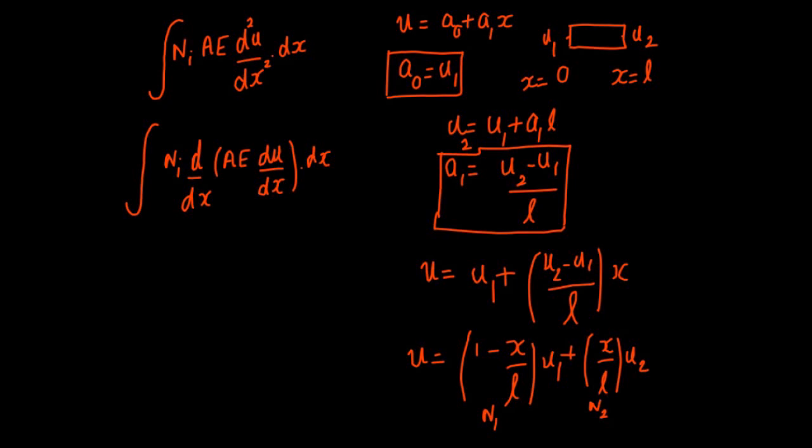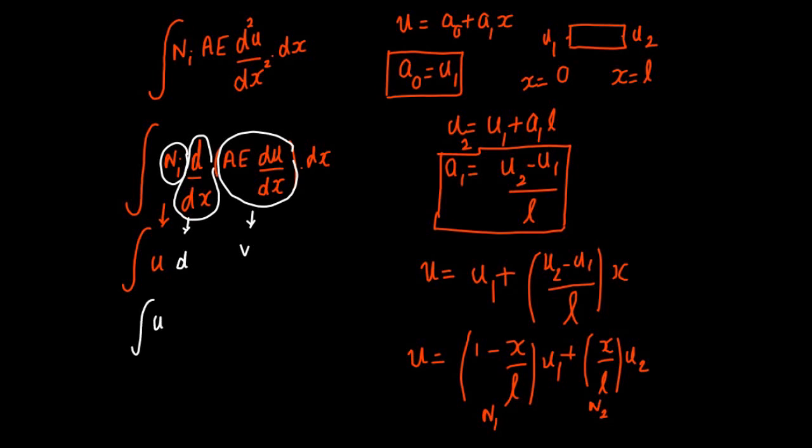So this is of the form integral of u dv. This term is u, this term is dv, and this is v. All right, what is the integral of u dv? The integral of u dv is equal to uv.